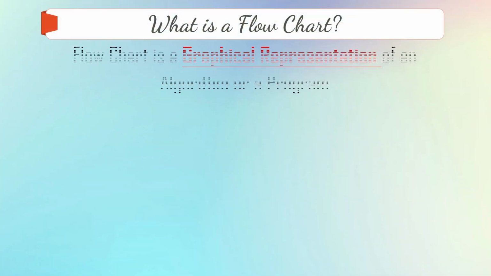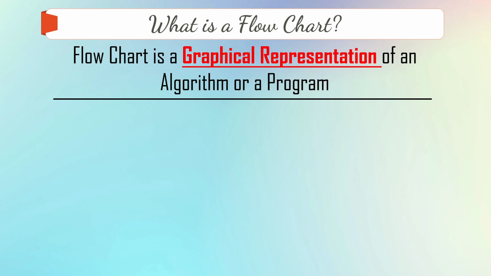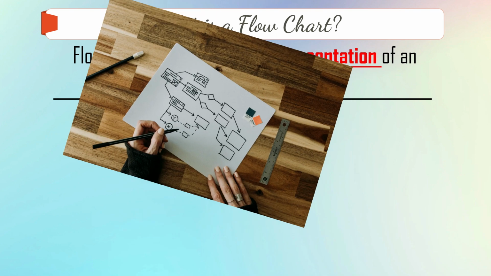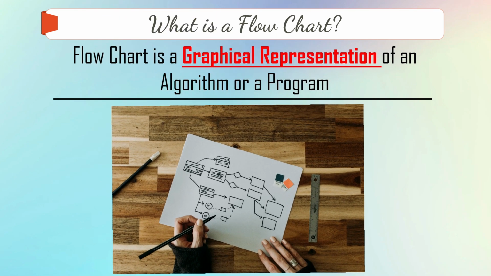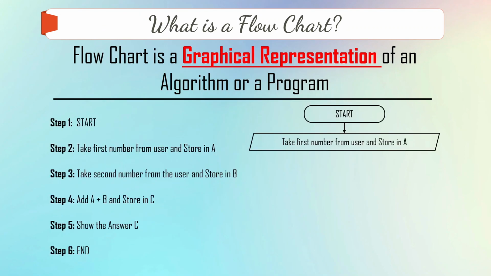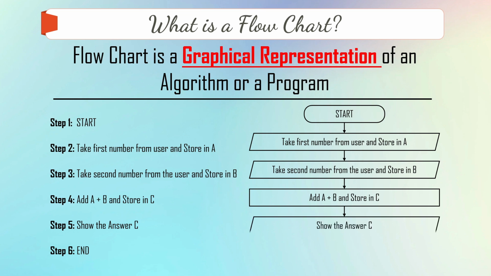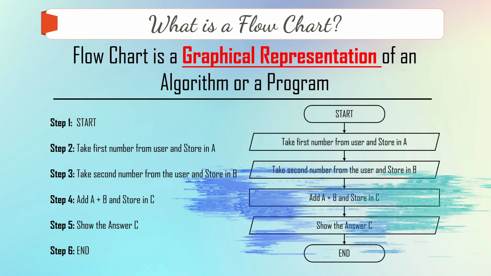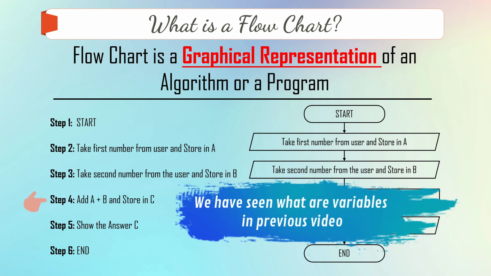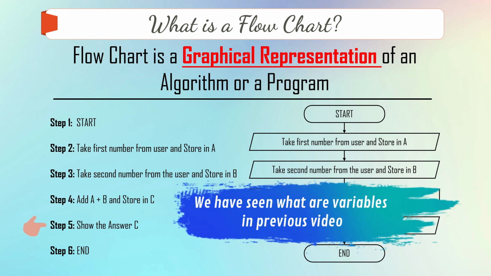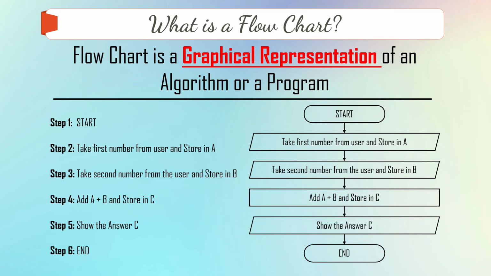What is a flowchart? A flowchart is a graphical representation of an algorithm or a program. Means what? The algorithms or the programs that we write can be represented in a graphical format. Now let us take an example of an algorithm that we saw in the first video, addition of two numbers. On the left, it is an algorithm where we add two numbers. First we take a number, store it in A, then we take the second number, store it in B, then we add the two numbers and store the answer in C, and then we display the answer which is stored in the variable C. On the right hand side, the same algorithm is represented in a graphical format.